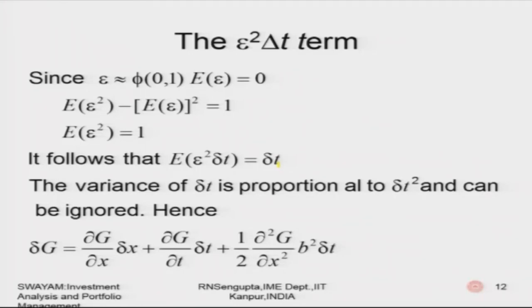Why are we ignoring Δt²? Because Δt is actually very small. So if you differentiate it twice, the actual value becomes very small. So that is negligible. So only the rate of change of that functional form with the rate of change of the stock price, which is S, is important.